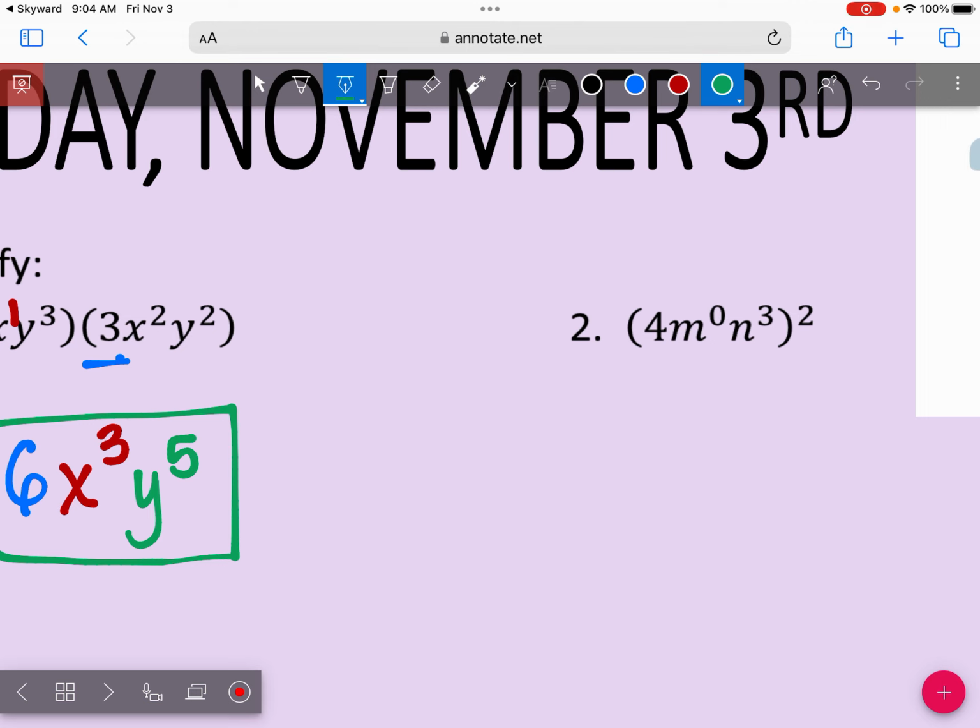All right, so for our second one, let's go ahead and distribute our exponent. So everything in our parentheses, we're going to raise to the power of 2. So that would be 4 squared. And then when you multiply 2 times 0, what is 2 times 0? 0. So that would be m to the power of 0. And then n, go ahead and multiply that out.